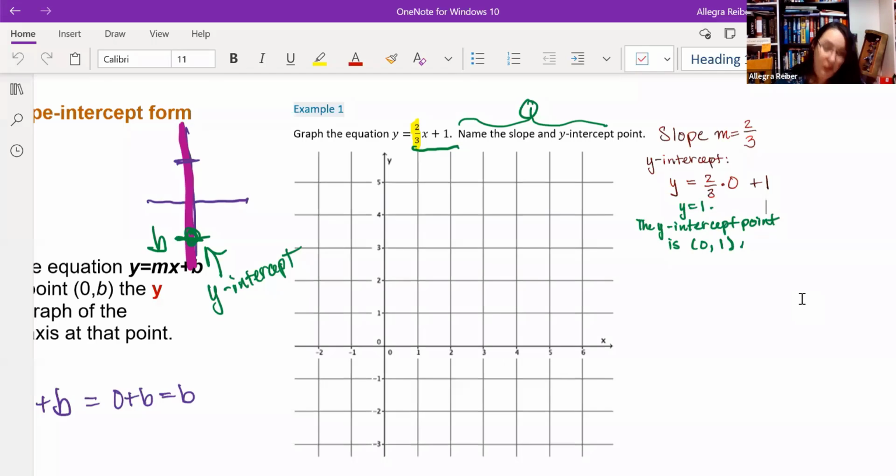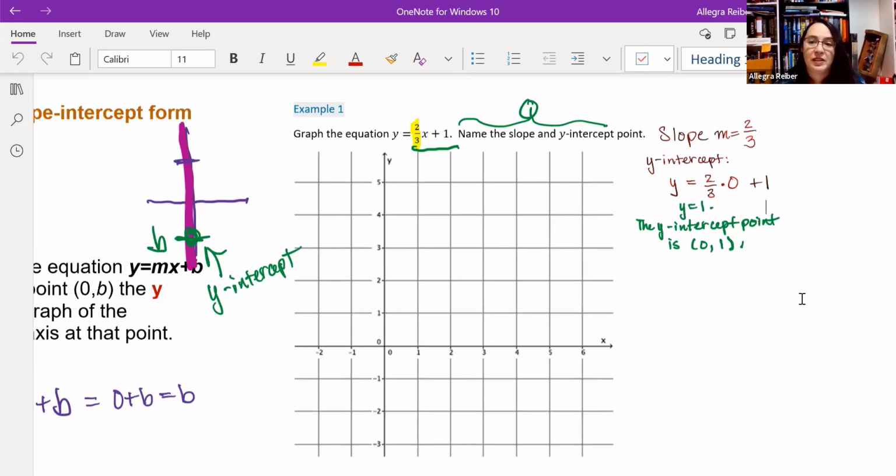the number playing the role of b, I'm circling it real big, that number there always happens to be the y coordinate of this y-intercept point. So as you build skill in this, you are fine to just write that point as 0, comma, whatever the b is. You do not have to do the evaluation to check it, but I want you to practice it a couple times to see that it works.